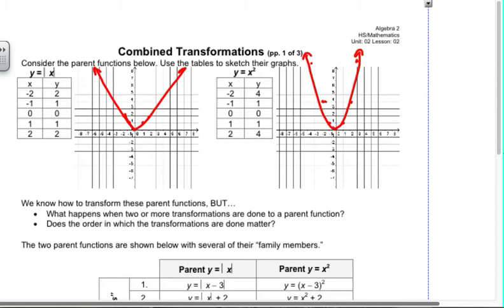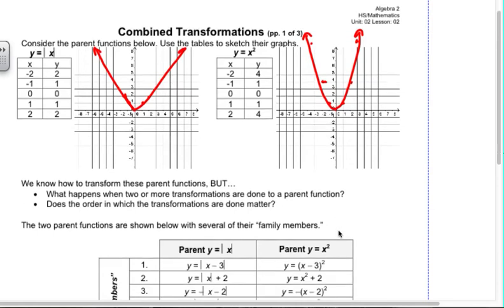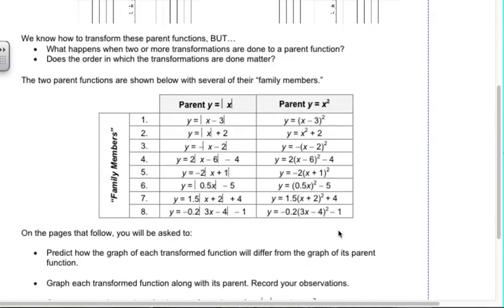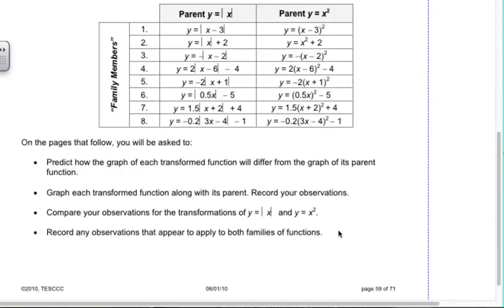Okay, now we've talked about how to do these when we just do one transformation, either right or left. Now what we're going to talk about is what happens if we do more than one of them at a time. And that's what we're talking about here. And the second one here is, does the order matter? That's what we're going to be investigating in this page and what you're going to be investigating below you.